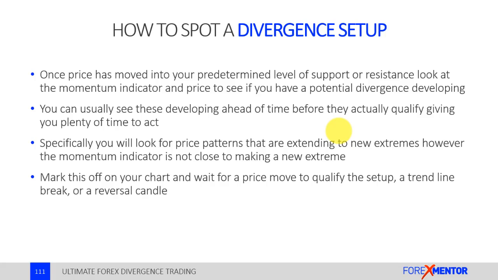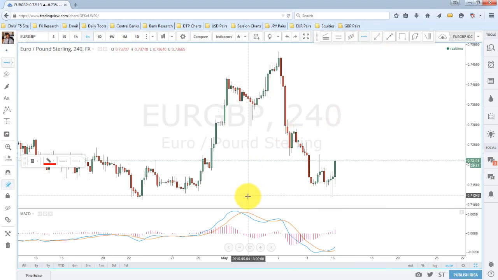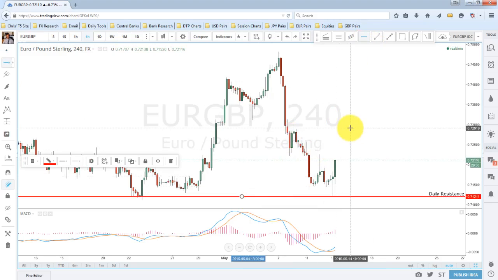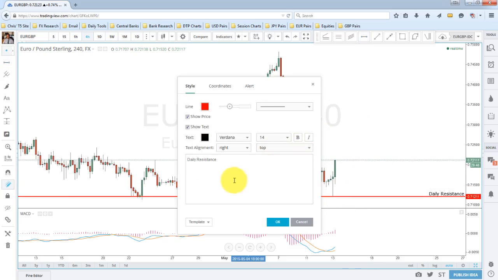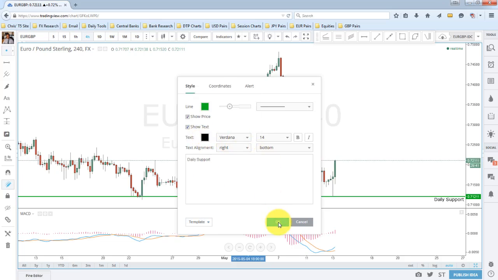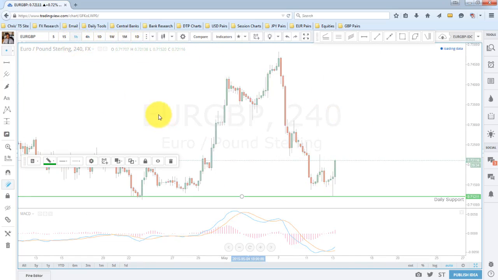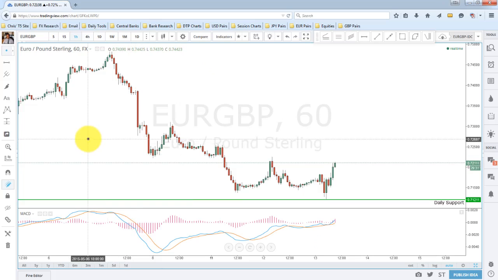All right, so let's take a look at some charts here and see some potential developing divergences. Here on the euro pound, you can see we have price testing a low area. Okay, so we have a level of support here. And I should change this to say support. And we're getting a reaction now, so we'll just put daily support there. Now we're going to go down to our hourly chart.